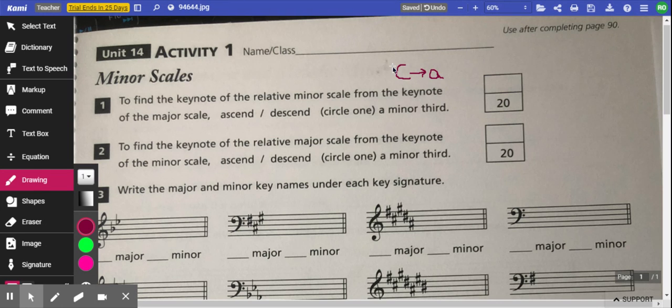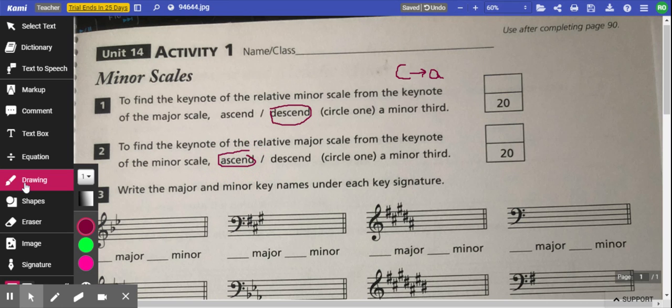Also, technically, it could be a major sixth up just because of the way the inversions work with the intervals. So right here, you're going to put that you would descend from the major key to get to the minor key. Now, question 2 is pretty much just the opposite of what we just asked. So if you already know what the minor key is and you need to find the major, you're just going to reverse this process and go back up again. So we're going to ascend.